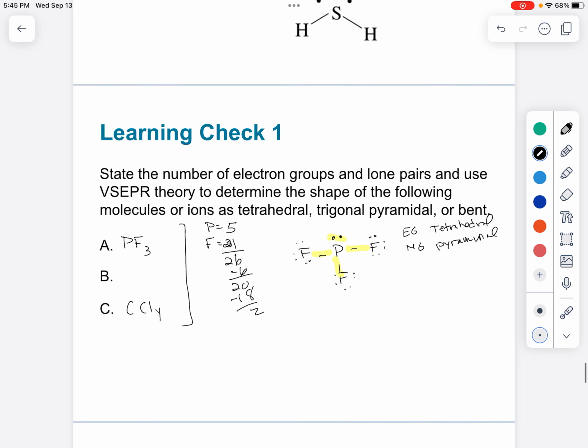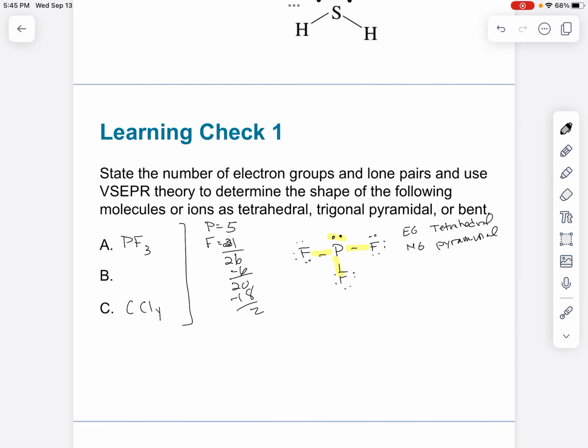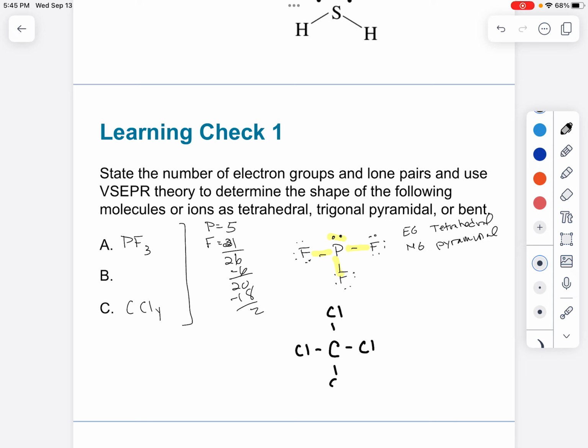Okay, if we do the Lewis structure of carbon tetrachloride, it's going to be this. So this one, there's no unbonded pairs of electrons on that carbon in the center, and so the electronic geometry and the molecular geometry are going to be the same. And it will be tetrahedral.